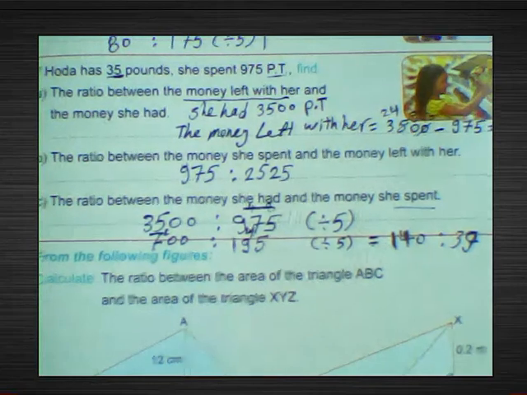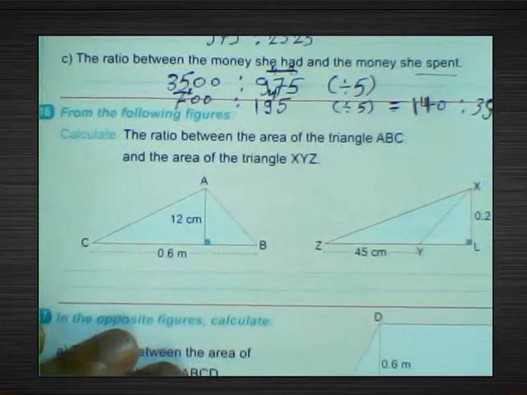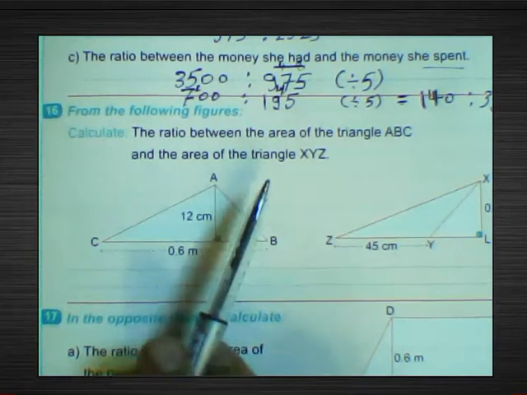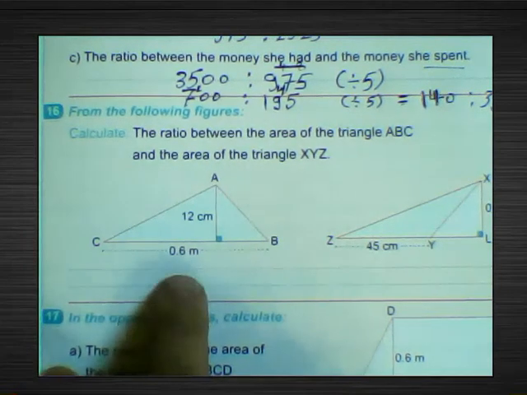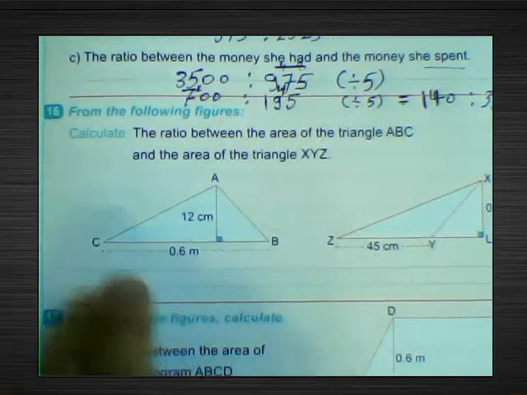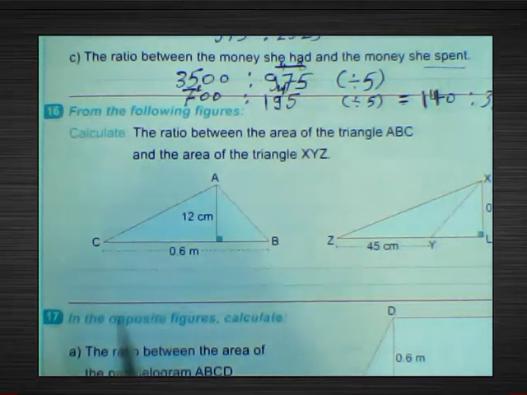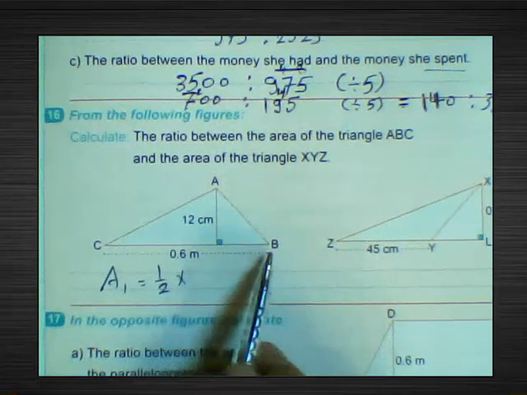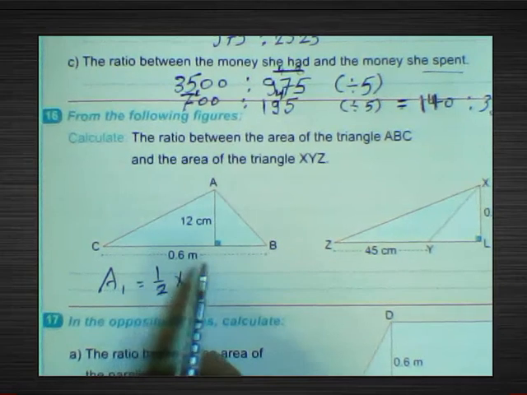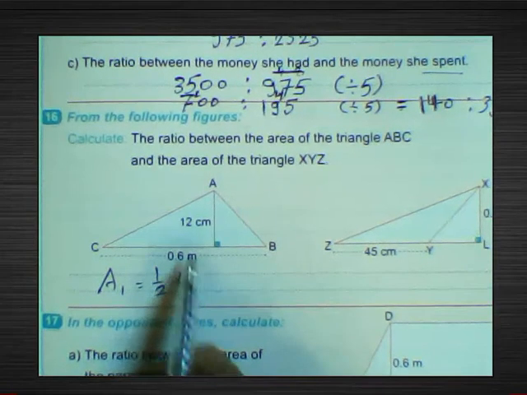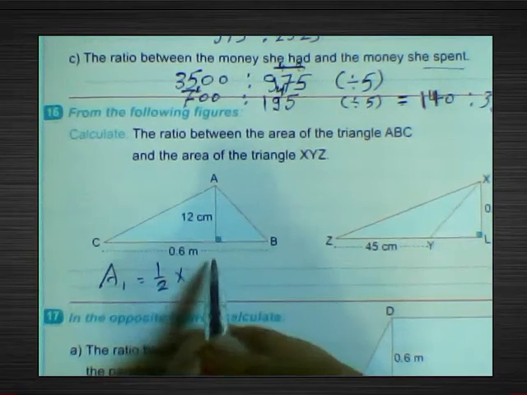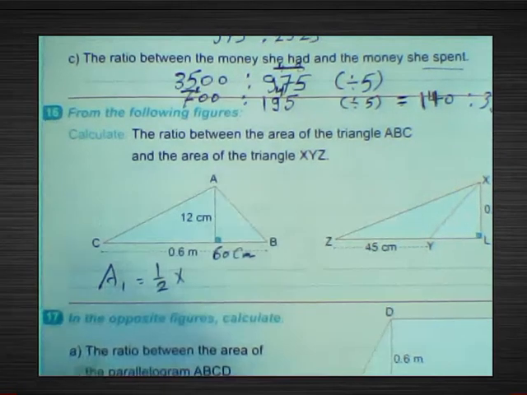Look at question 16. From the following figures, calculate the ratio between the area of triangle ABC and the area of triangle XYZ. Look at this acute triangle and this obtuse triangle. Area 1 equals half times the base, that is 16 centimeters. We will convert it from meters to centimeters by times 100. So it equals 16 centimeters. So it's area 1.